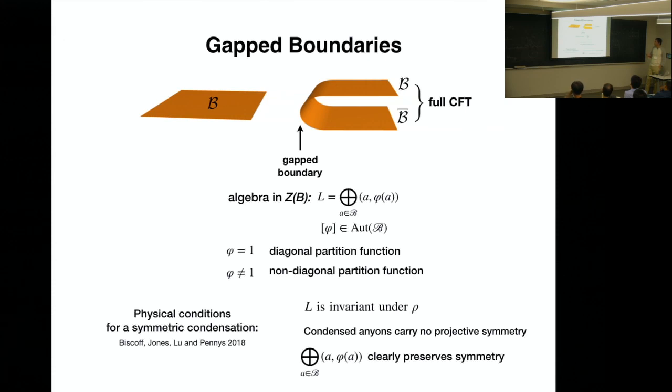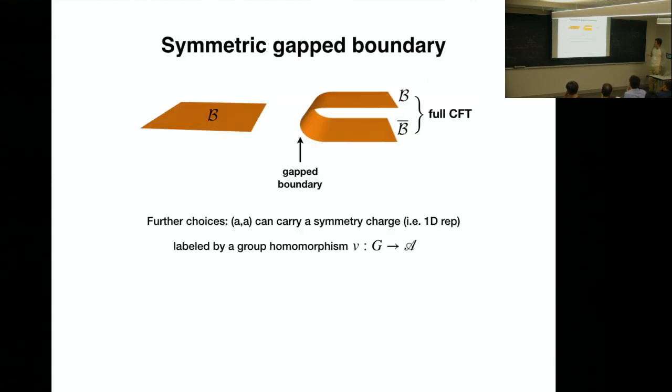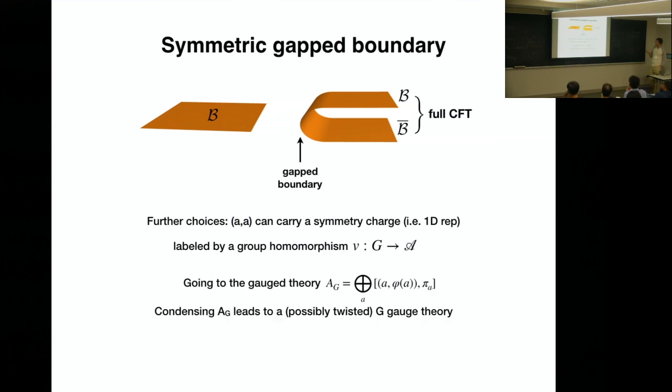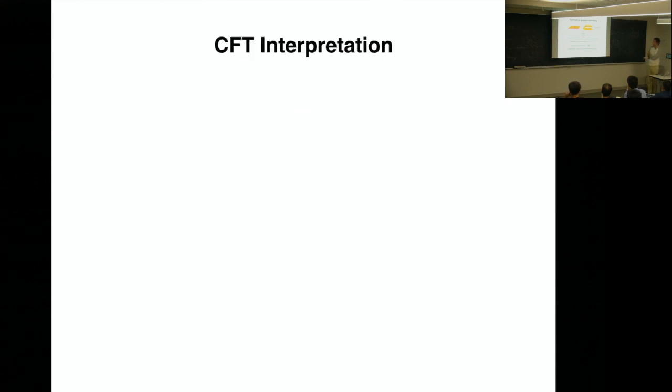Okay. So we can impose some conditions to make sure that this boundary is symmetric. I have to skip all the derivations. But at the end of the day, there appears another piece of data that characterizes the symmetry property of the gap boundary. Basically, even though the anyons condensed on this boundary cannot transform projectively under symmetry, they can still transform as a one-dimensional representation. So it can carry charge under a symmetry, and that's characterized by a map from the group to the group of abelian anyons. Okay. So that's another piece of data that we need to describe this setup.